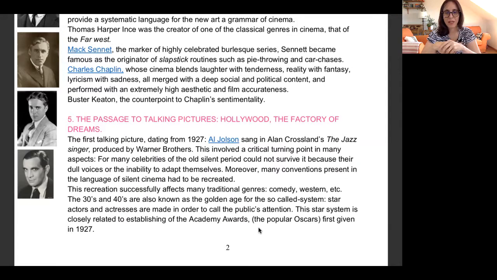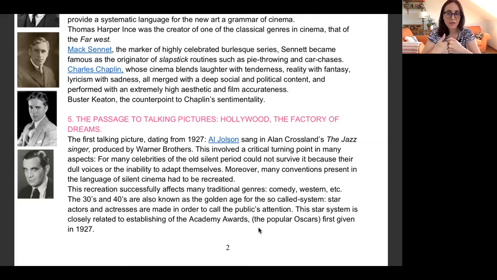So I keep reading and saying here, moreover, many conventions present in the language of silent cinema had to be recreated. Yes, so these changes, these evolutions made the genre change, obviously, and they needed to adapt themselves to the new creations. This recreation successfully affects many traditional genres, comedy and Western, etc. The 30s and 40s are also known as the golden age for the so-called star system. So remember, the star actors and actresses are made in order to call the public's attention.